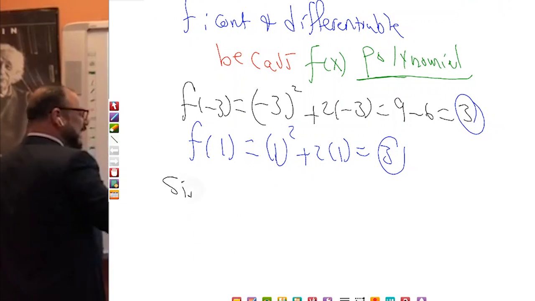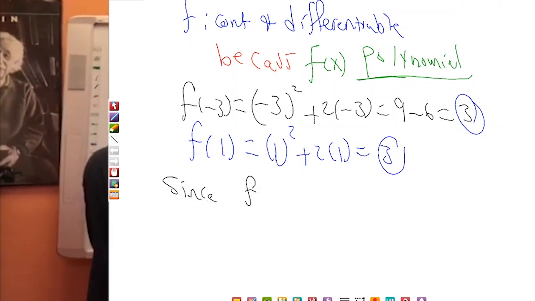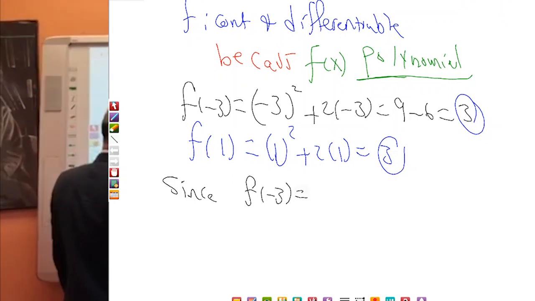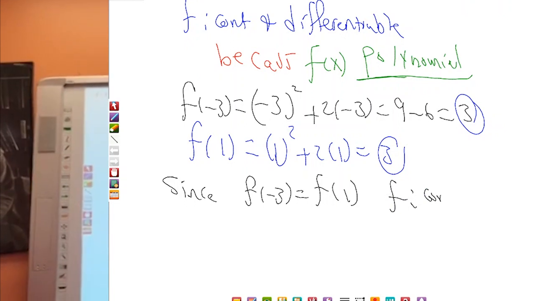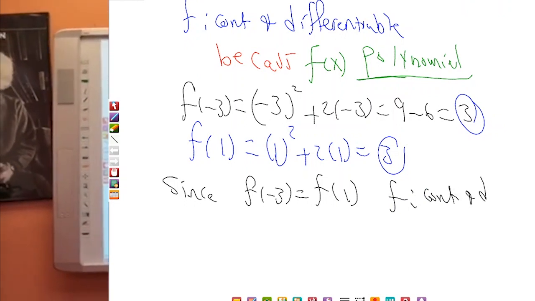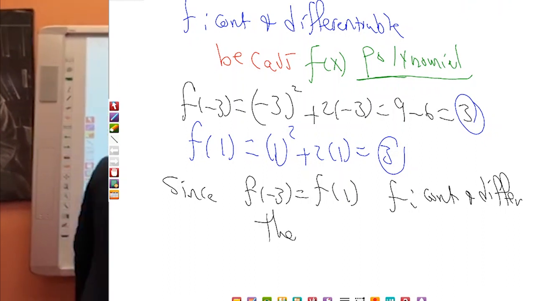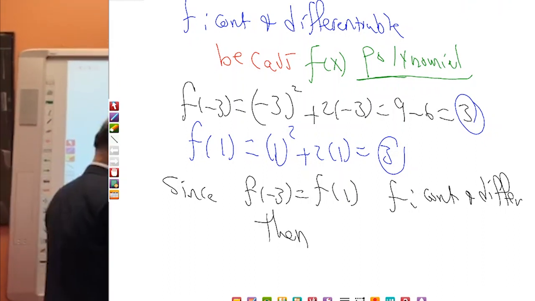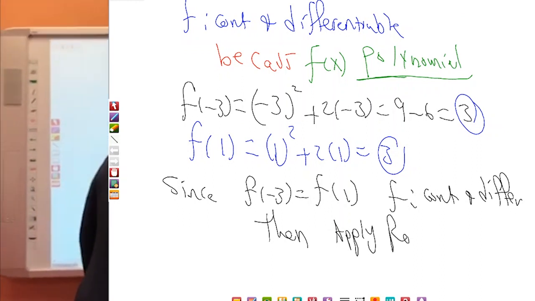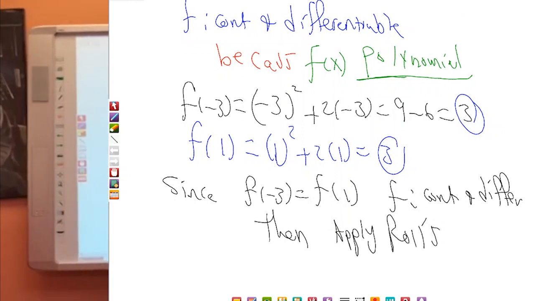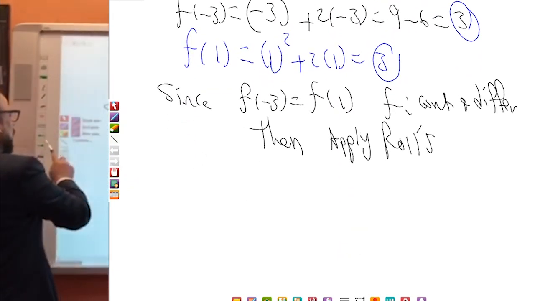Since, look here, that's the idea. Since f of negative 3 equals f of 1, and f is continuous and differentiable, then we can apply Rolle's theorem.